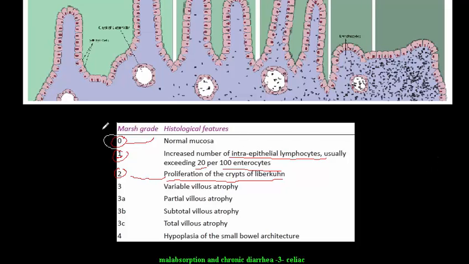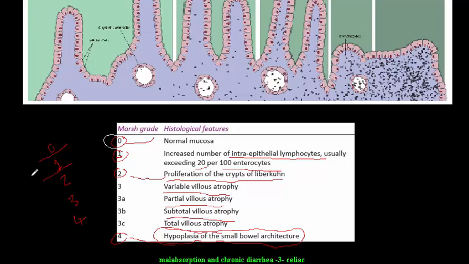Okay, so first in grade 0 you have normal mucosa. Grade 1 you have increase in the intraepithelial lymphocytes. Grade 2 you have proliferation or hyperplasia of the crypts. Grade 3 you start to have a damage of the villus. You have variable villus atrophy, then partial villus atrophy, then subtotal villus atrophy, and the end of this story is the total villus atrophy. Okay, this is grade 3. Okay, in grade 4 you have hypoplasia of small bowel architecture, hypoplasia. So please remember this grade.